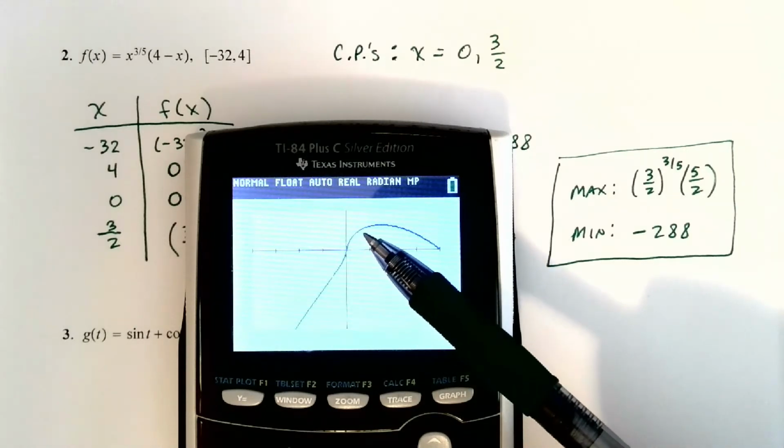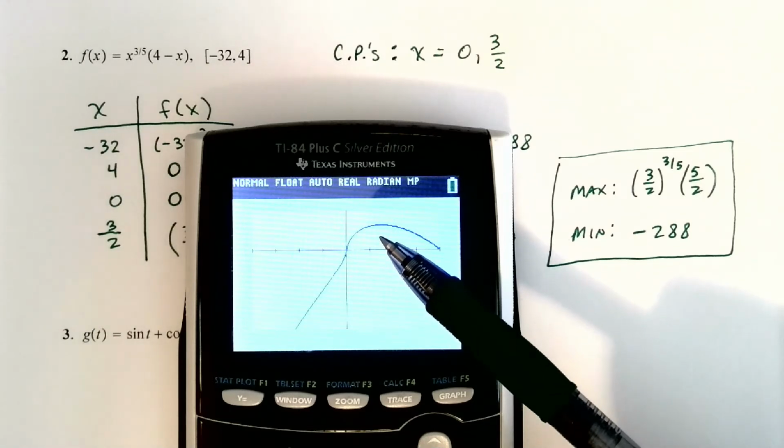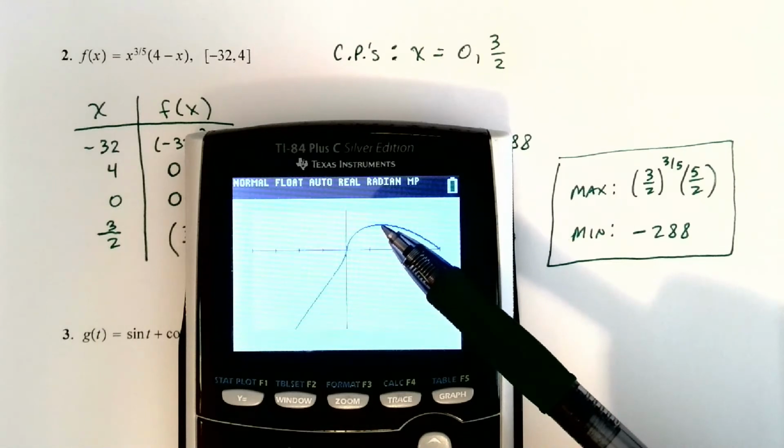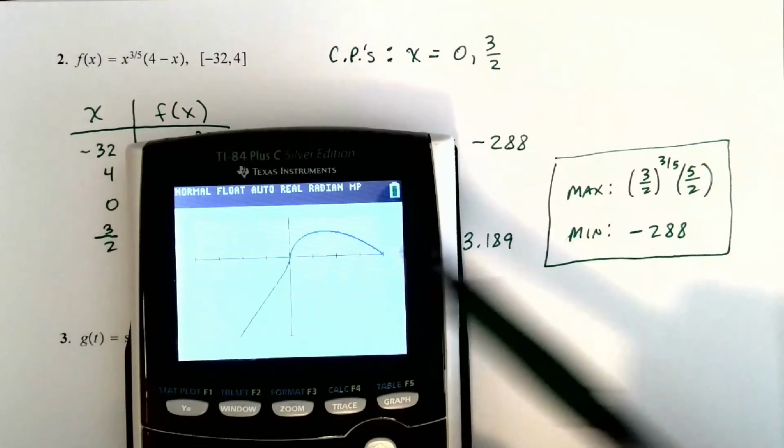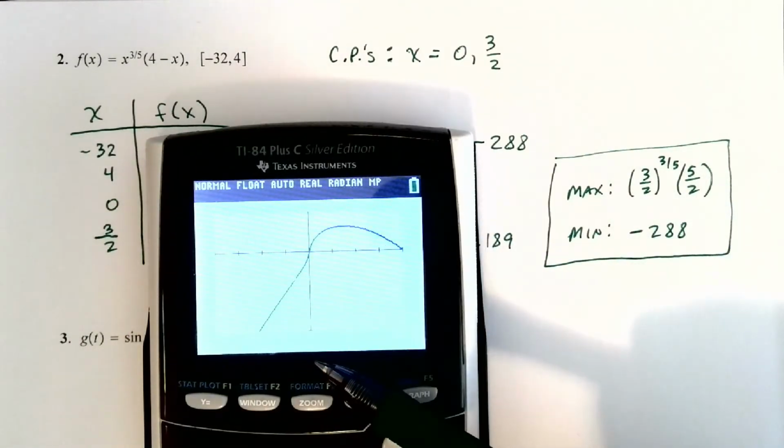The other point where the derivative was 0 was here, at 3 halves, 1.5. And what's the height of that? That's about 3.189, right? That's this quantity right here. That's our maximum.